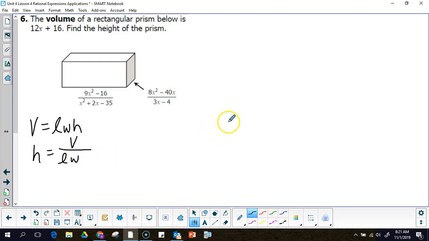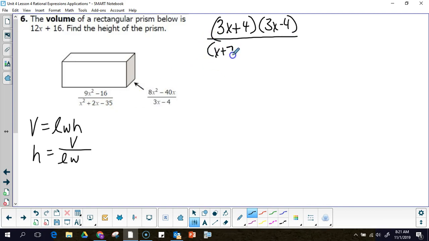A couple different ways we could do this. I would go ahead and do the length times the width and then divide that into the 12x plus 16. So let's go ahead and do these two times each other and see what we get. 9x squared minus 16 is a difference of two squares. 3x plus 4 and 3x minus 4. This one down here, that's going to be a 7 and 5, plus 7 minus 5.